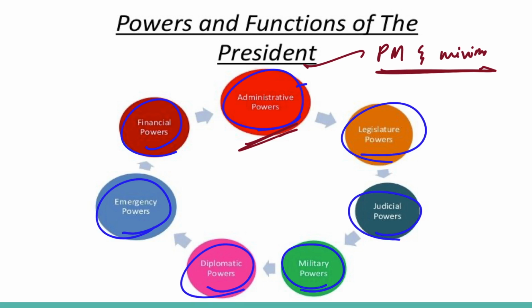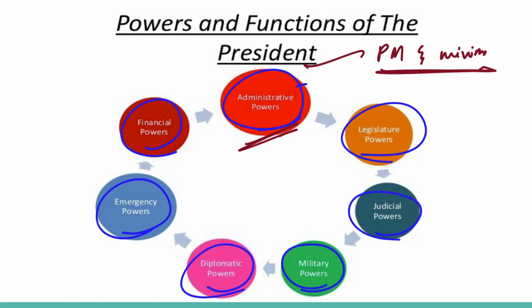The president can appoint a commission to investigate the condition of SC, ST and other backward classes. He also can appoint an interstate council to promote center-state and interstate cooperation. These are the executive powers of the president. And let's have a look at the legislative powers.